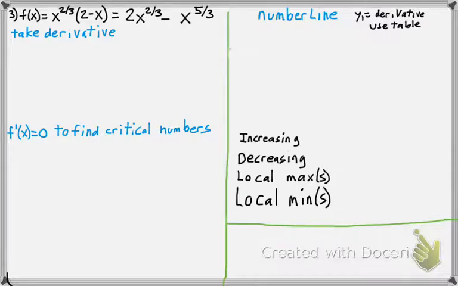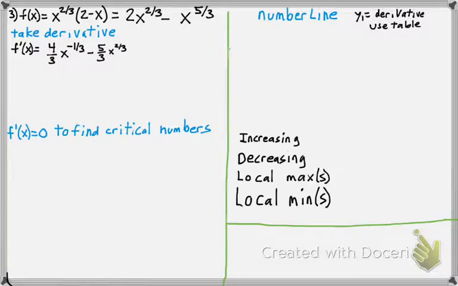So then when I take the derivative, f prime of x is going to be equal to 4/3 if you multiply 2/3 by 2, x to the negative 1/3. So if you subtract 1 from 2/3, you get negative 1/3, minus 5/3 x to the 2/3. So this is my derivative.